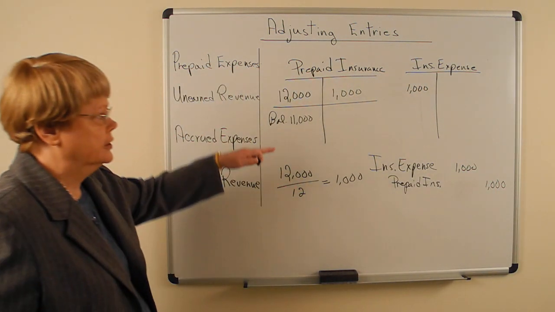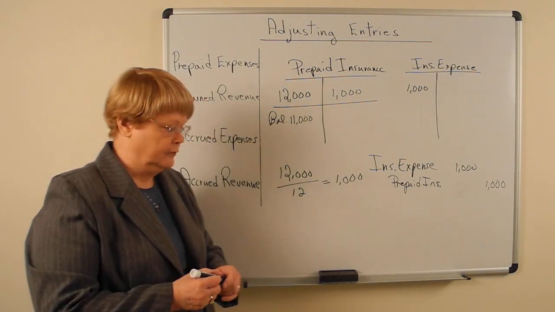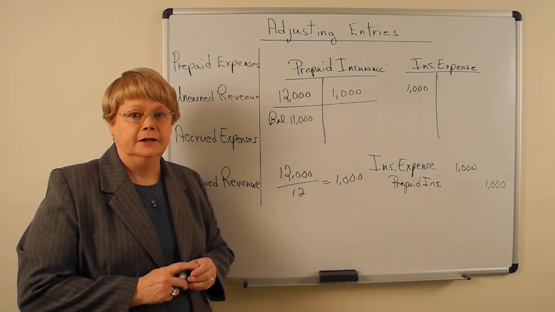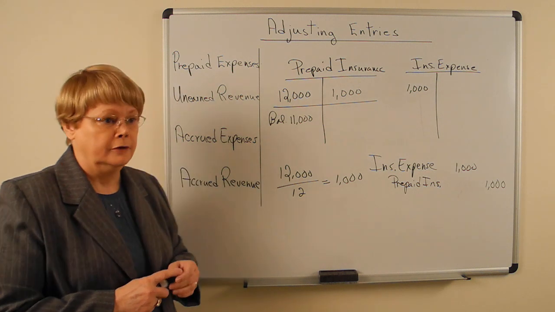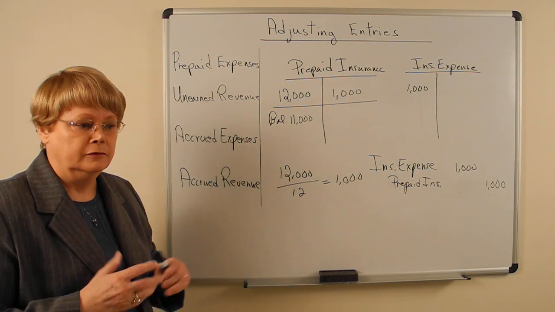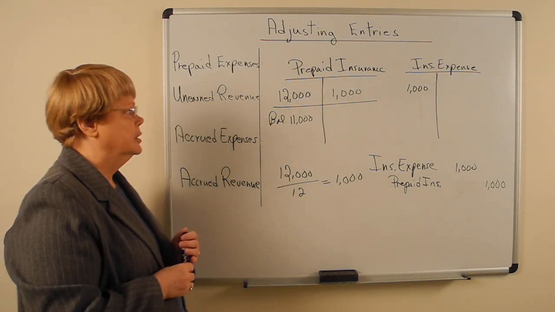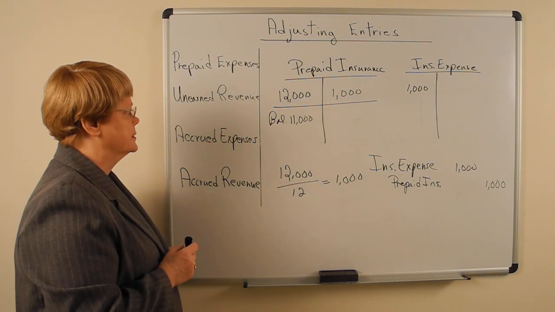So here you have the entry in T account format and also in journal format. So that's another type of prepaid expense. And we have others. You might have prepaid rent. If you're paying rent in advance, if you rent a building or whatever, you're paying in advance, you might have that as well. But that's another type there of prepaid expense.